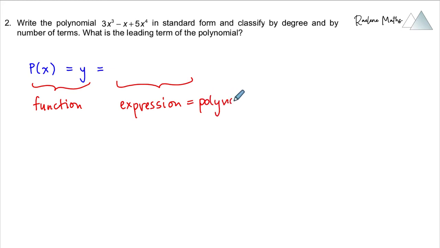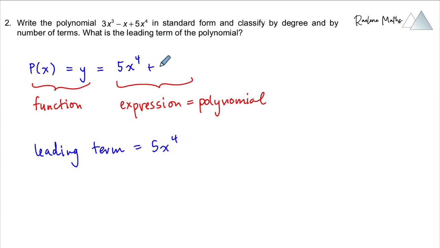So then let's just put the terms in descending order of degree. So we find that the highest exponent on x is 4, and so our leading term is 5x to the 4. So I'll just write that again here, leading term. And that would involve any positive or negative sign. In this case, the term has a positive sign. Then we have plus 3x cubed, and we have minus x.